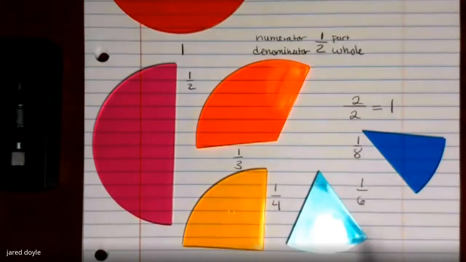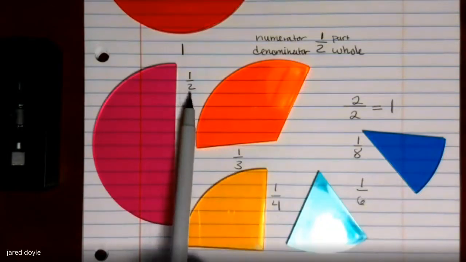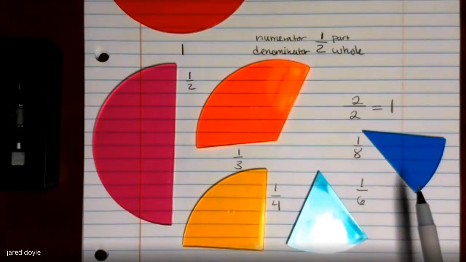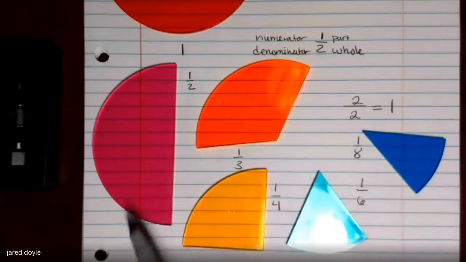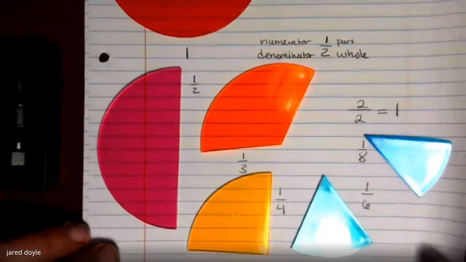of the circle. Notice the sizes have changed, right? We went 1/2, 1/3, 1/4, 1/6, 1/8. The denominators, 2, 3, 4, 6, 8, keep getting bigger. But if you look at the size of the pieces that it is cut into, they're actually getting smaller, right? So as the denominator increases in value, the pieces, the parts that we have, are actually getting smaller, right? So we have smaller parts that we're talking about. Okay.